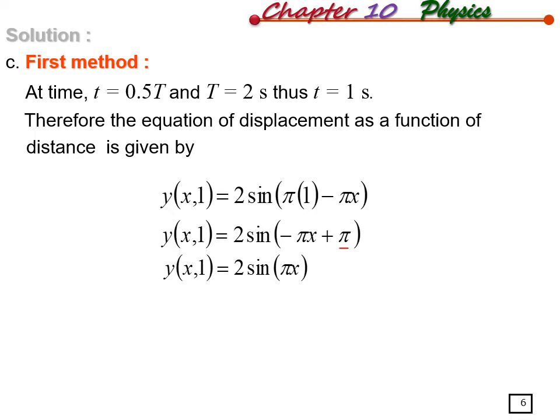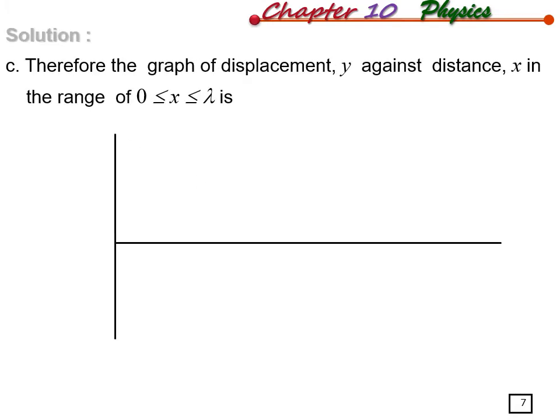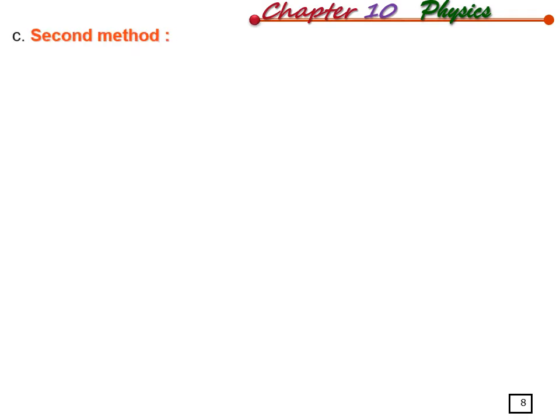Okay, so for plotting the graph, we will have a positive amplitude, shifted by half wavelength.